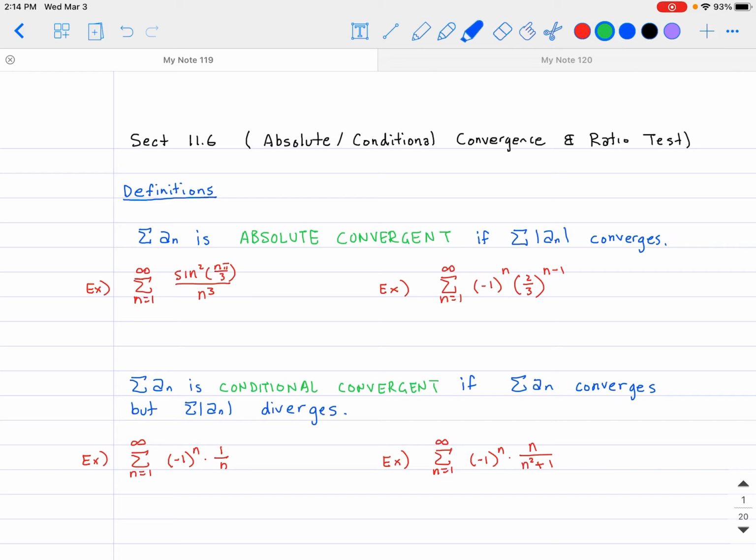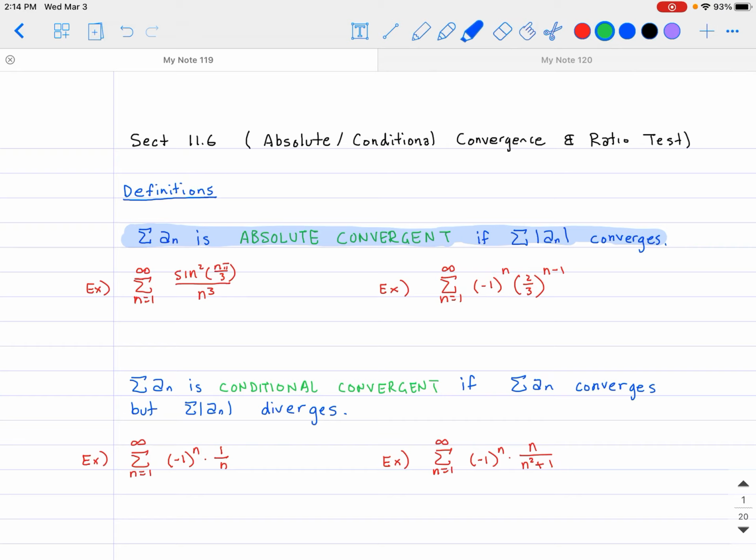First of all, we need to define what it means to have a series that is absolute convergence. Also, what does it mean to have a series that is conditional convergence? Underneath right here, these are the definitions. If you have a series, we'll call it a_n, it is absolutely convergent if the series of the absolute values converges. That means if you take the absolute value of all of the terms and add them all up, and that converges, then it is considered absolute convergence.